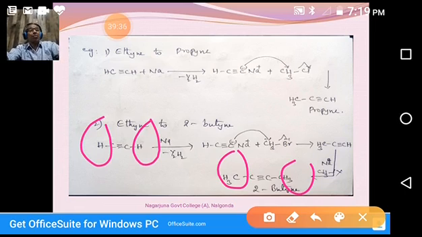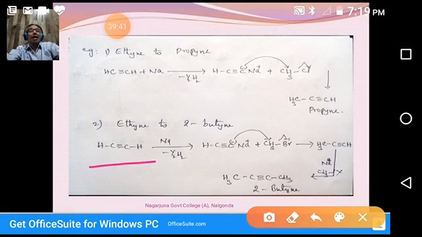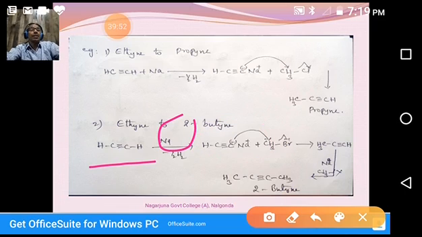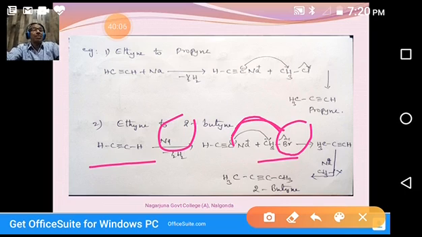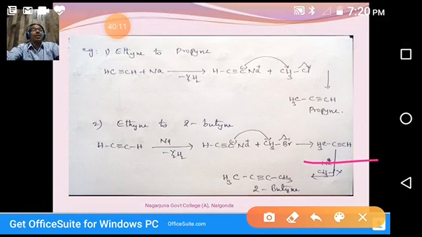Let's see what to do step by step. In the first step, this acetylene reacts with sodium metal. It forms its corresponding sodium acetylide. This sodium acetylide on reaction with methyl bromide, this negatively charged carbanion replaces this halogen, and the X goes as Br minus. That's why we are getting one alkylated alkyne, that is propyne.